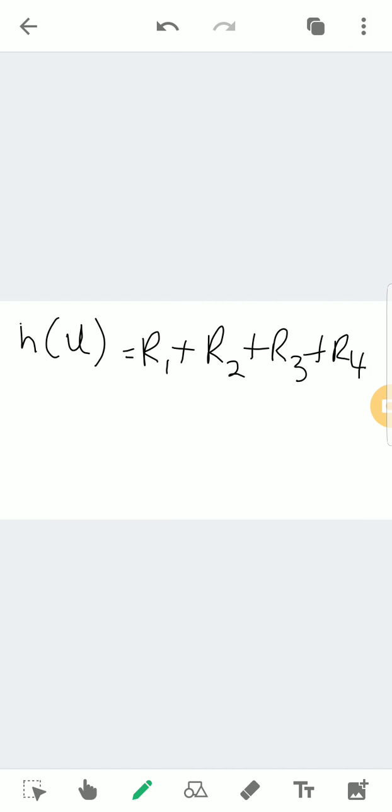Now, for the universal set, you add region 1 plus region 2 plus region 3 plus region 4. Together, you get the universal set. But most of the time in the question, you'll be given the universal set, which tells you the total number of elements in the two regions. Okay? Good. Let's move on.